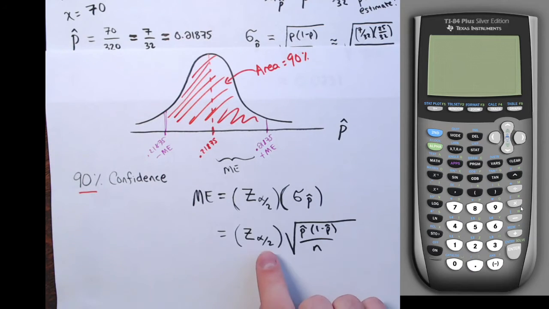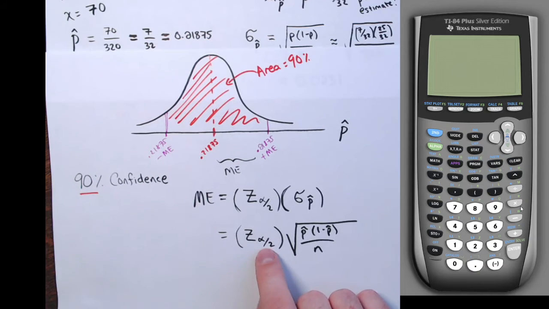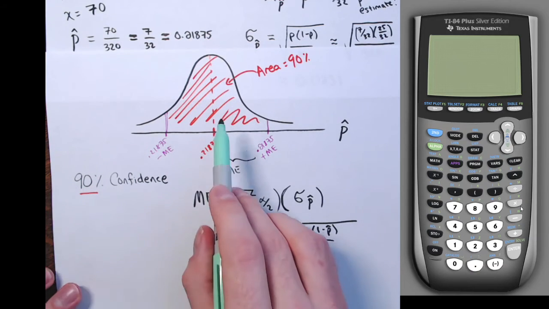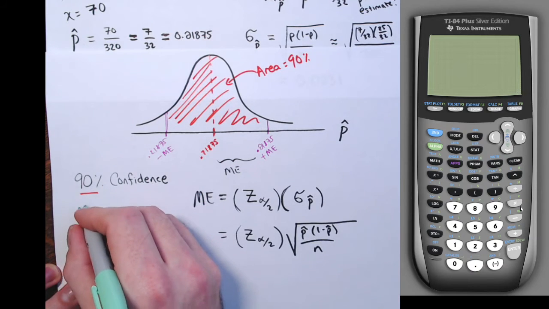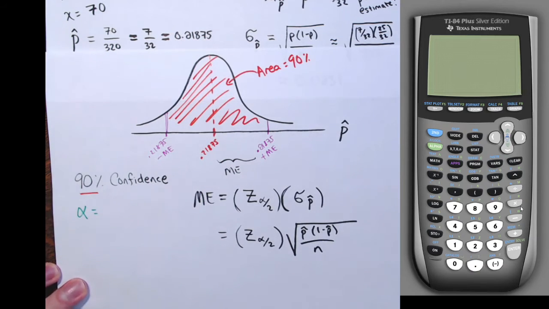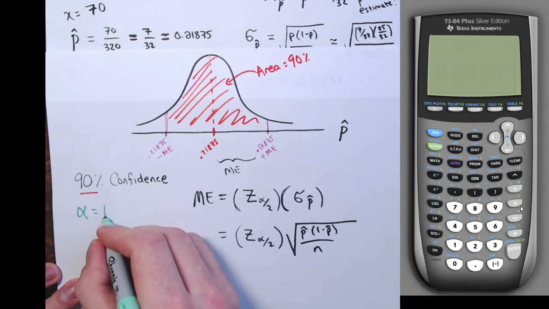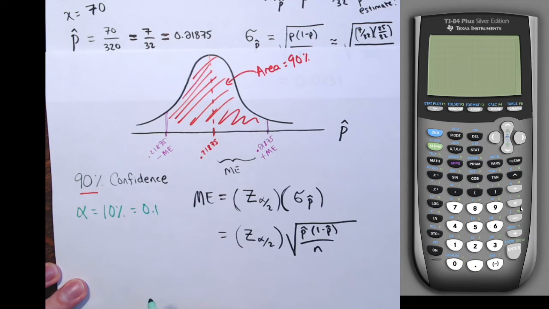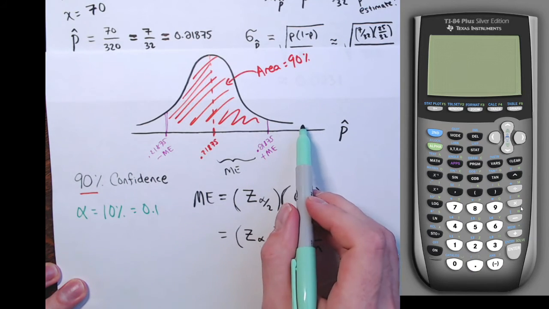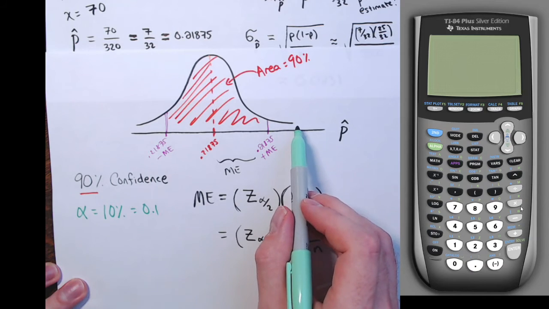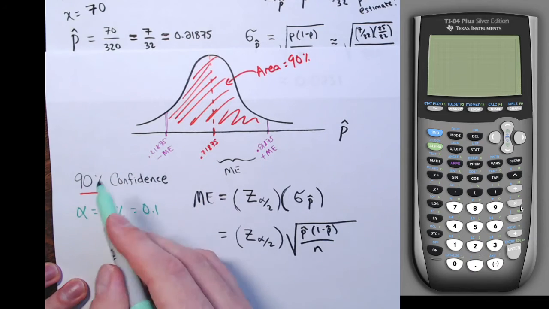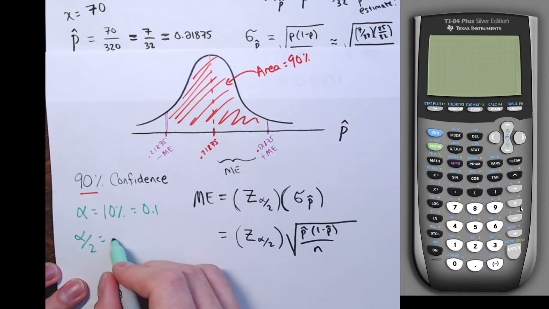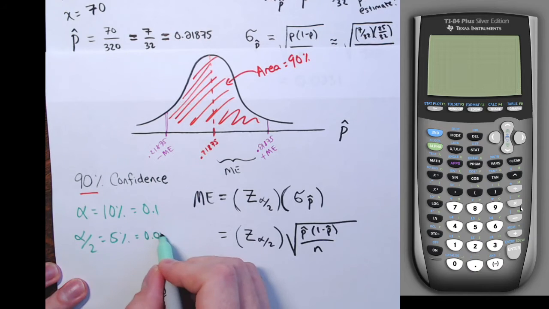All right. So what is this alpha, and what is this alpha over 2? Remember, if there's 90% in between these values, alpha is what's remaining. Another name for this is the significance level. You don't need to know that right now. What's left over is 10%, or 0.1. So this little blank area above and this little blank area below add up to 10%, meaning they're 5% each. That's the alpha divided by 2, 5% or 0.05.